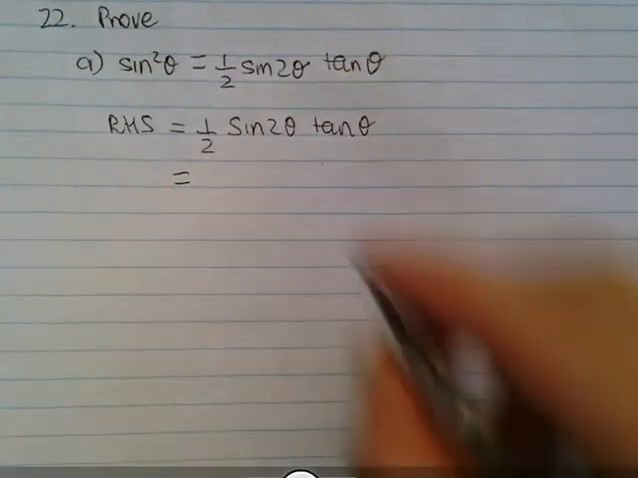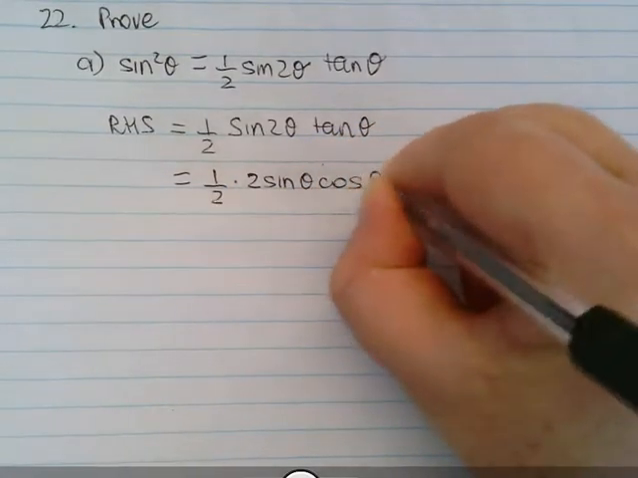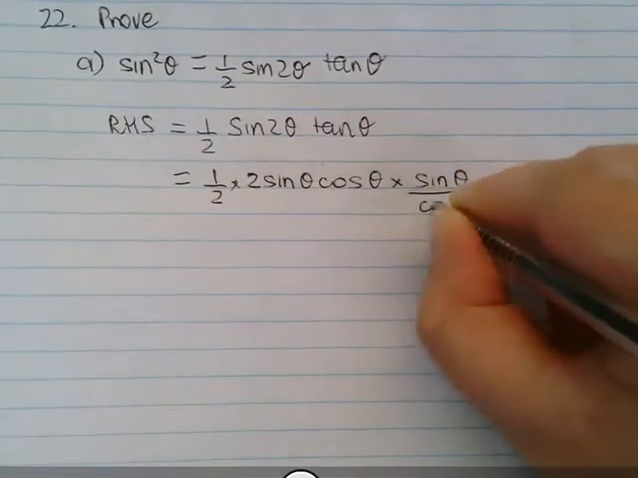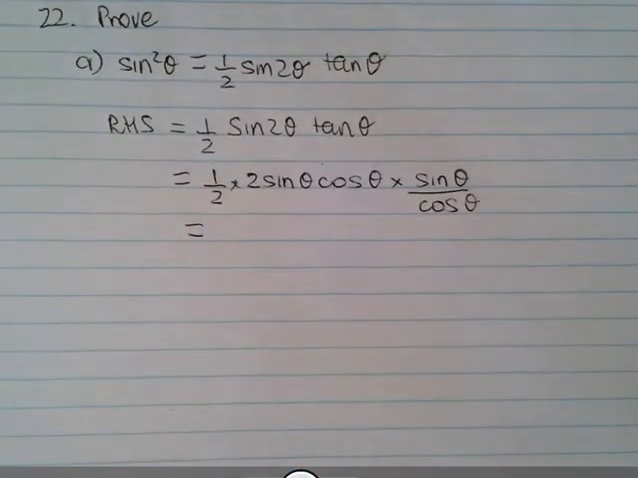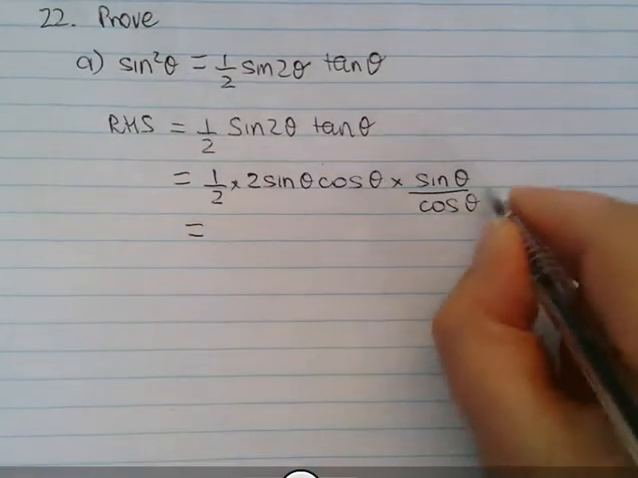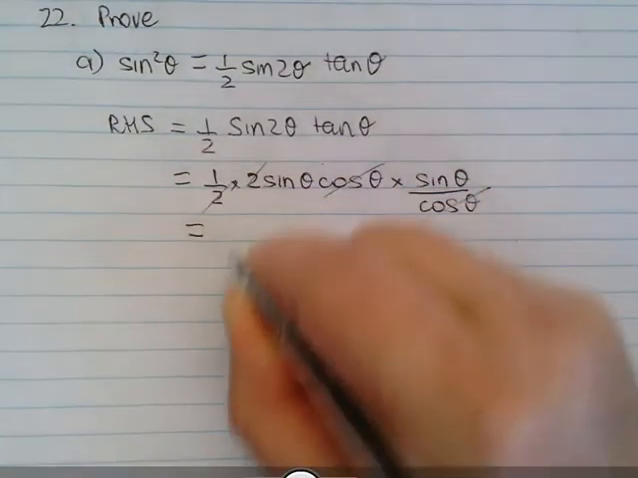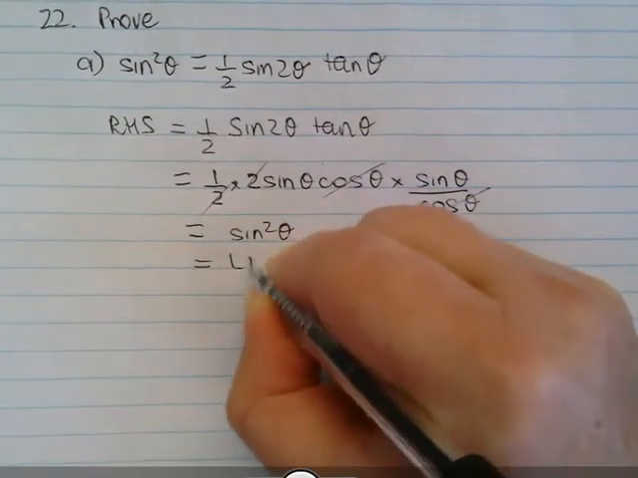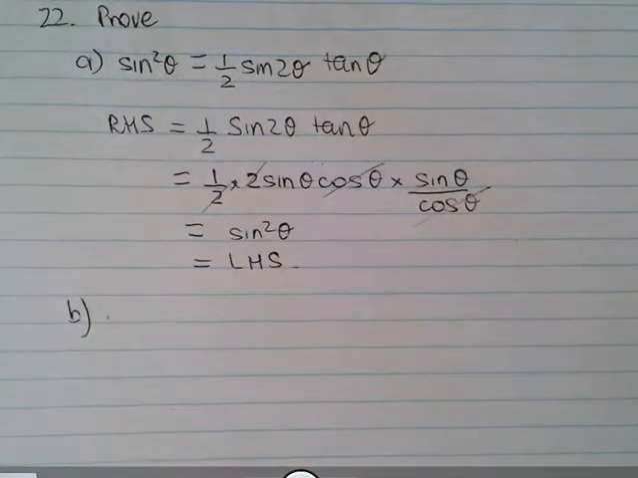Right-hand side is 1/2. Sine 2 theta is 2 sine theta cos theta. These are all times. And tan theta is sine theta on cos theta. I think we're done. Don't you get a bit of cancelling? So the coses cancel, the 2's cancel, and you're left with sine theta times sine theta, which is sine squared theta, which equals the left-hand side.